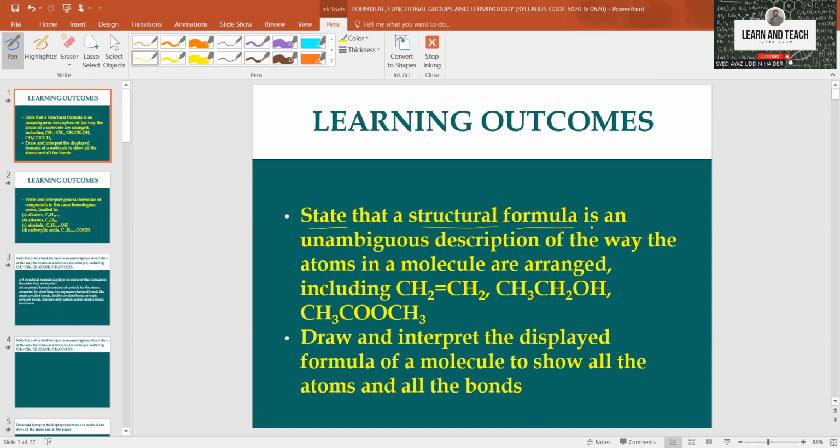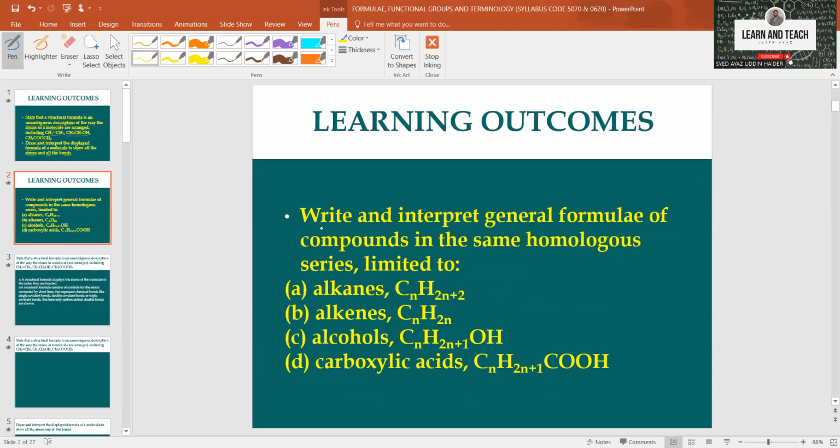State that a structural formula is an unambiguous description of the way the atoms in a molecule are arranged, including CH2=CH2, CH3CH2OH, CH3COOCH3. Draw and interpret the displayed formula of a molecule to show all the atoms and all the bonds. Write and interpret general formula of the compounds in the same homologous series limited to alkanes CnH2n+2, alkenes CnH2n, alcohols CnH2n+1OH, carboxylic acids CnH2n+1COOH.